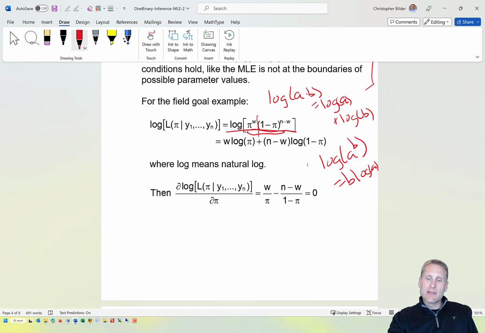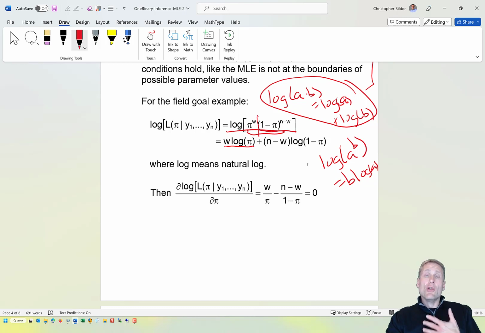Okay, so in this particular case, our expression simplifies. Now I have log of pi raised to the w power plus log of 1 minus pi raised to the n minus w power. Since I have some stuff that's in the power, I can move it outside the log, and so in the end I get w times log of pi plus n minus w times log of 1 minus pi.